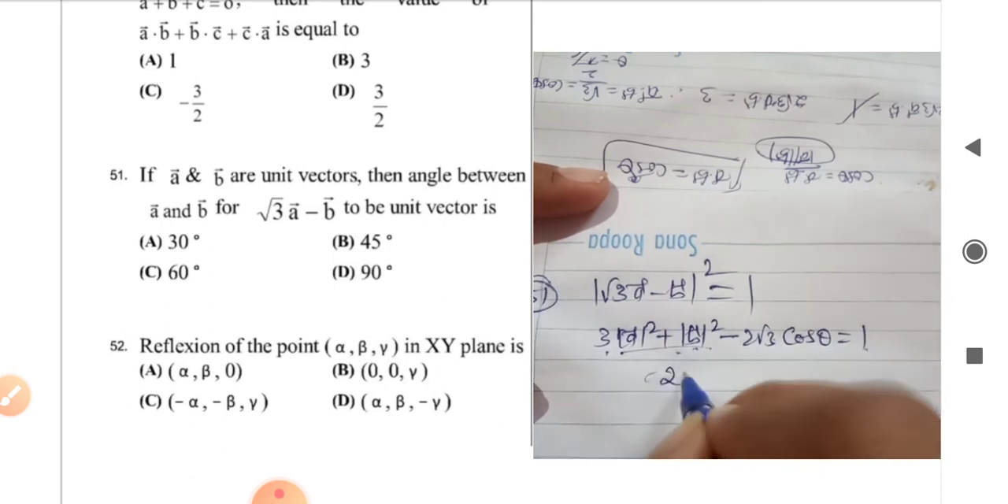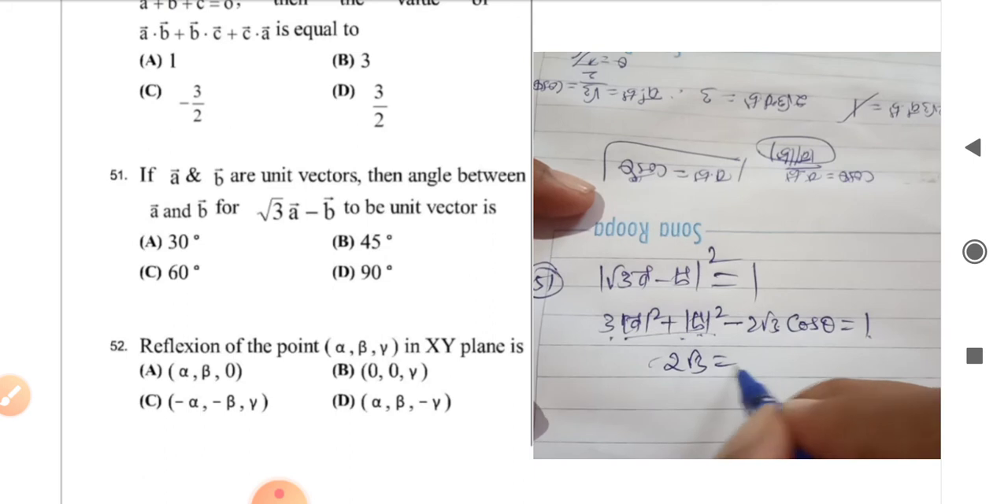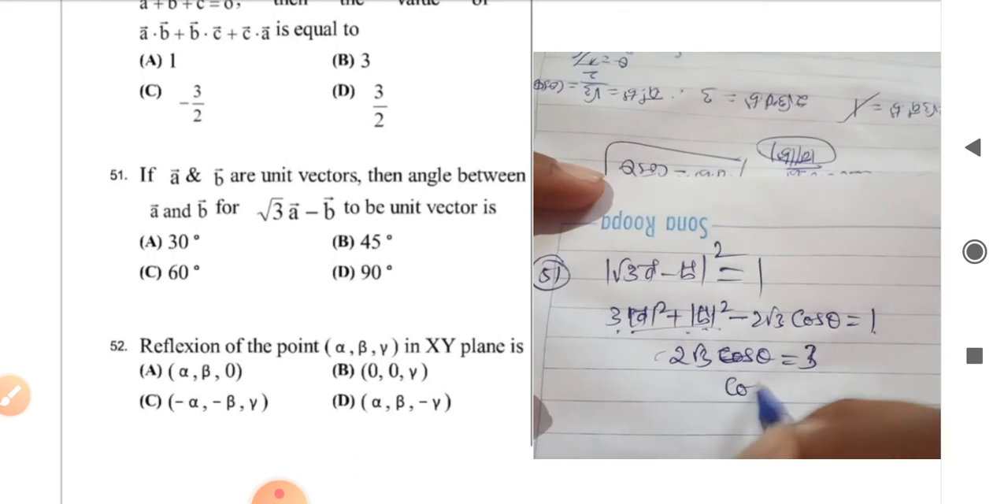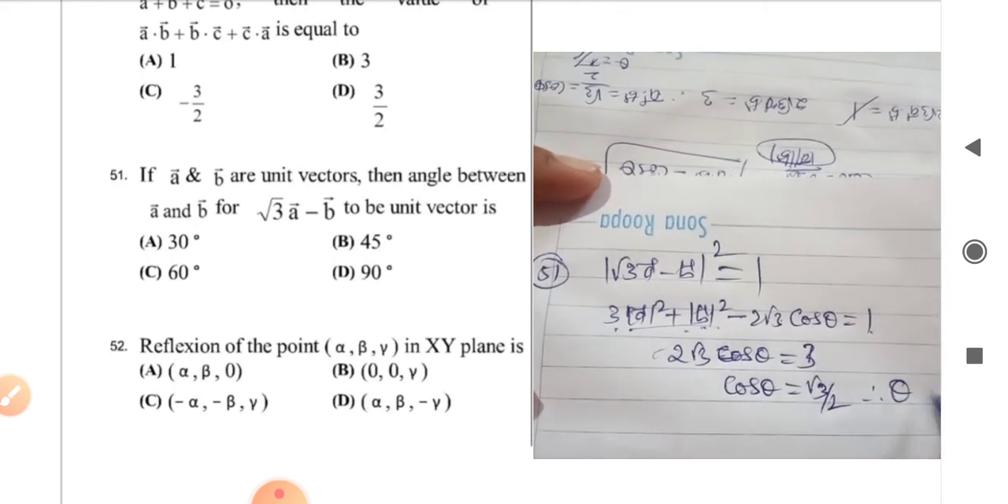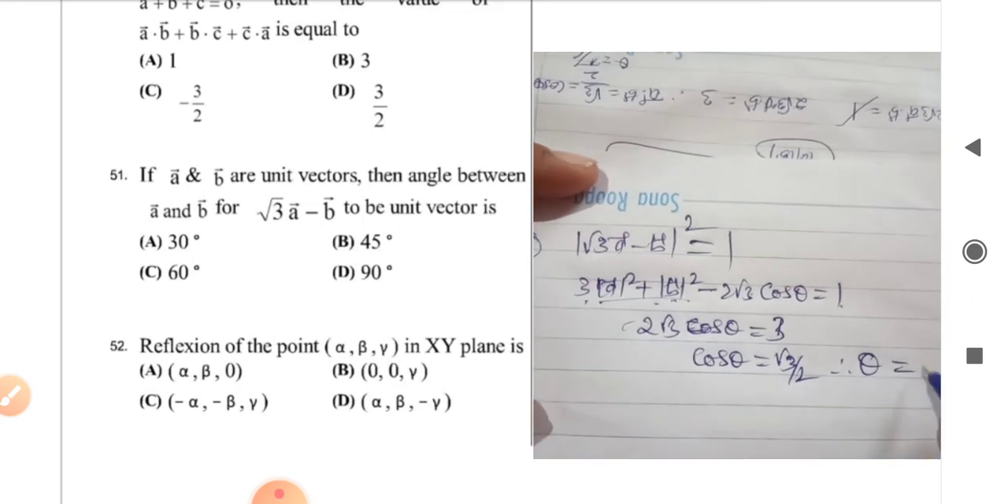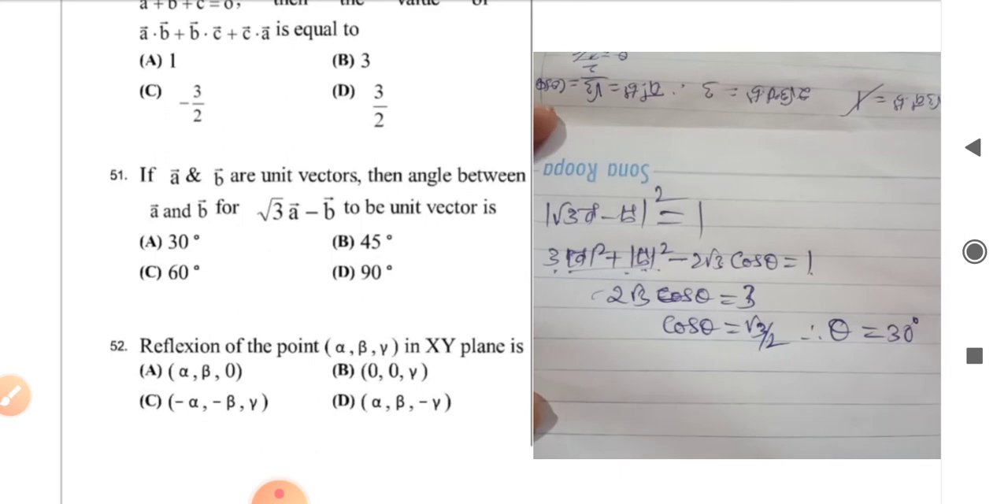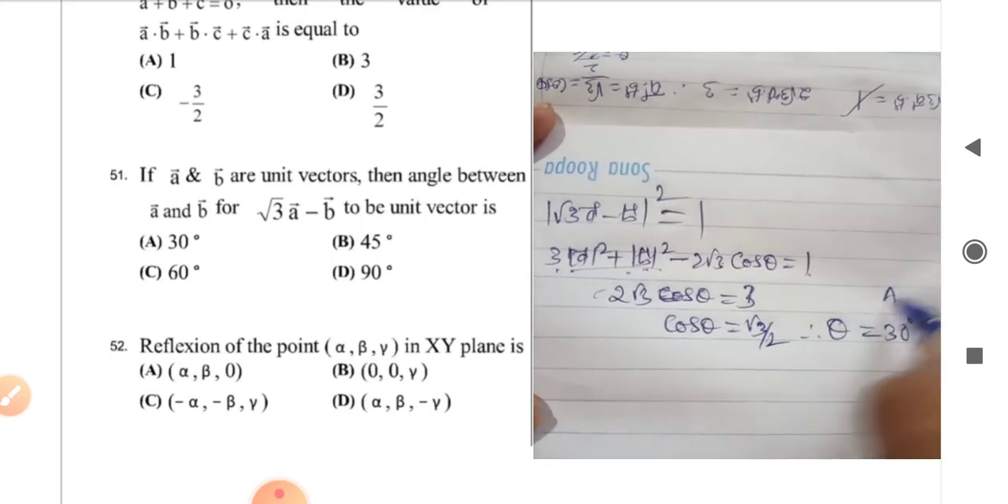So therefore you get 2 root 3 cos theta equal to 3, correct. So therefore cos theta equal to root 3 divided by 2, therefore theta equal to 30 degree, pi by 6. So you get 30 degree, hence the answer for this question is A.